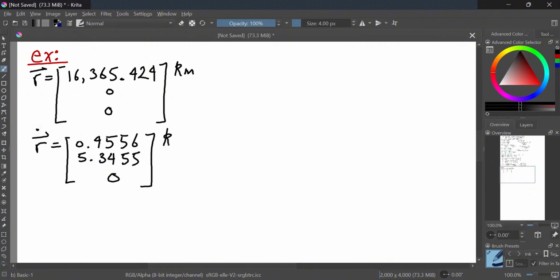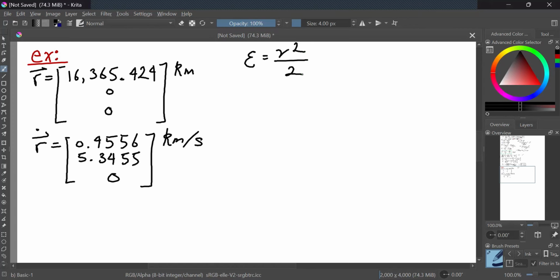5.345550 kilometers per second. All right. So we have these things. We have our distance and we have our velocity. So if we rewrite our equation, because we want to know what all we need for it.